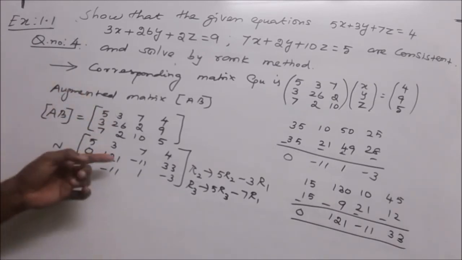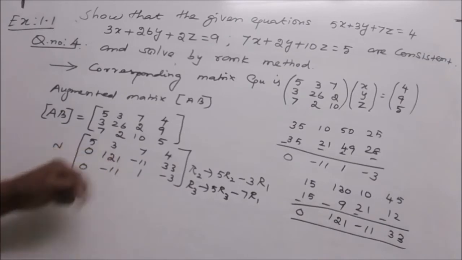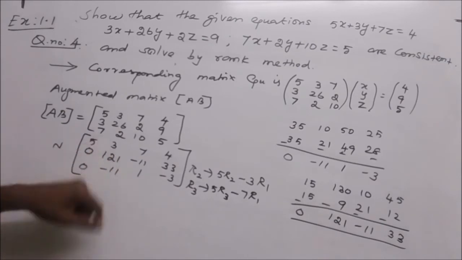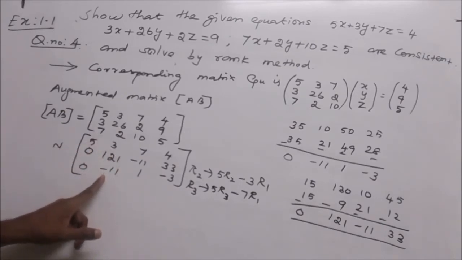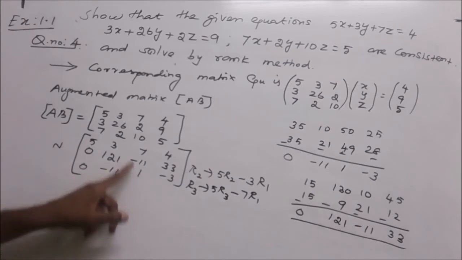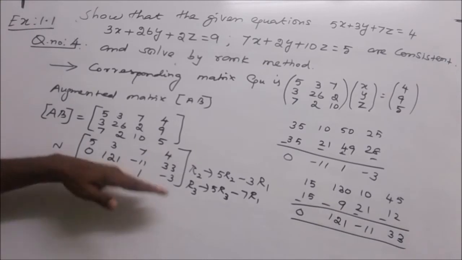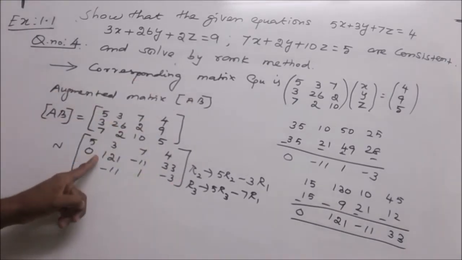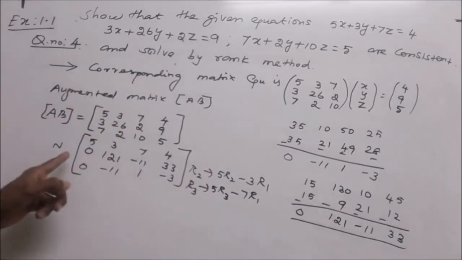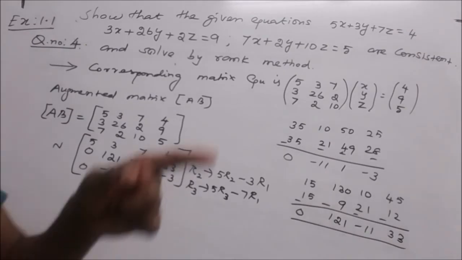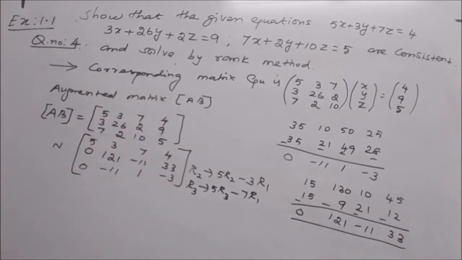Right. Now look at the last two rows. They are proportional. Multiply by minus 11. Minus 11 into minus 11, 121. 1 into minus 11, minus 11. Minus 3 into minus 11, 33. So these two are proportional. So we can reduce the second row by 3. Divide the second row by 3. It will be reduced.